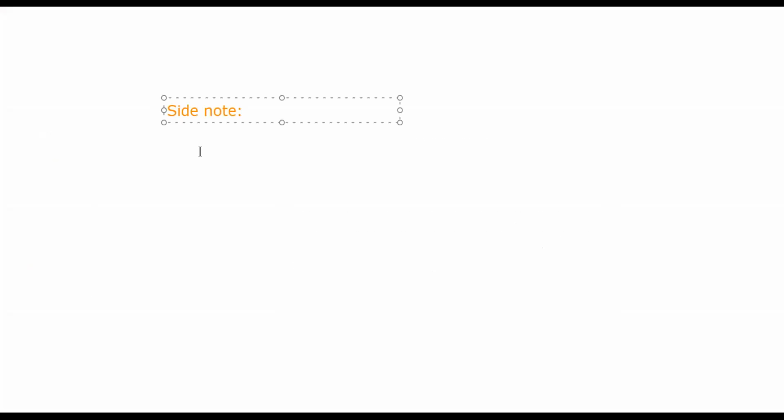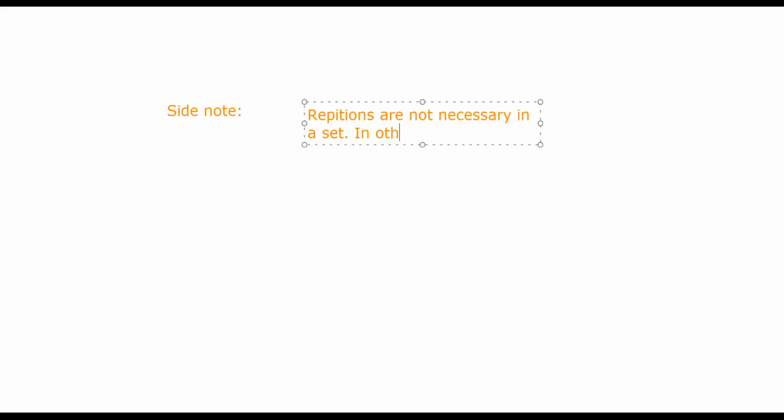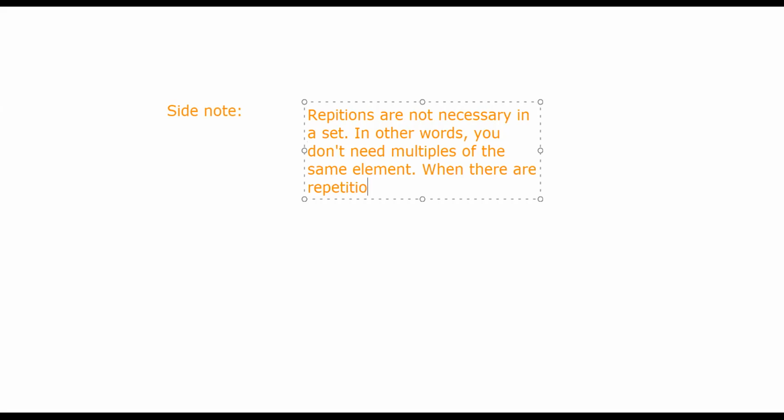A quick side note. Repetitions are not necessary in a set. In other words, you don't need multiples of the same element. If you got the number 3 in your set, you're golden. You've already said there's a 3 in there. You can use that 3 as many times as you want for whatever your purpose is. So you only need to represent that value one time. So when there are repetitions in a set, throw out the repeats.